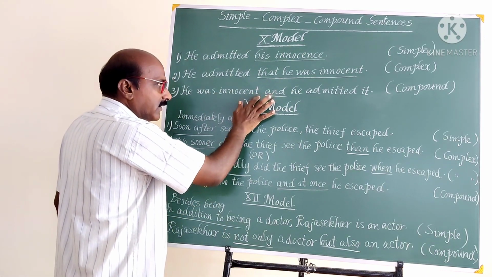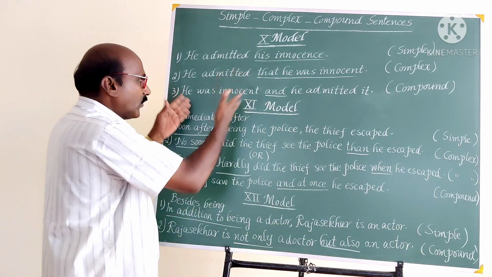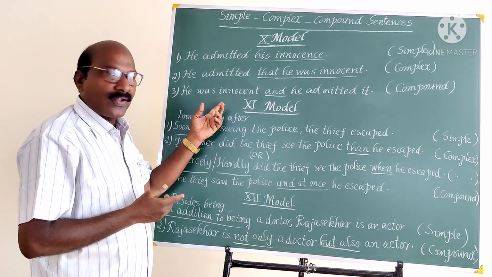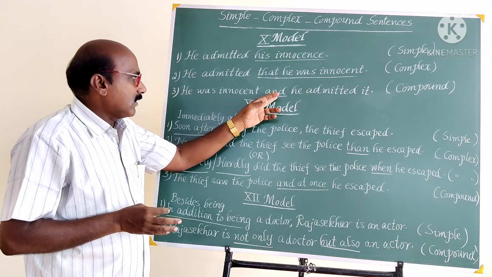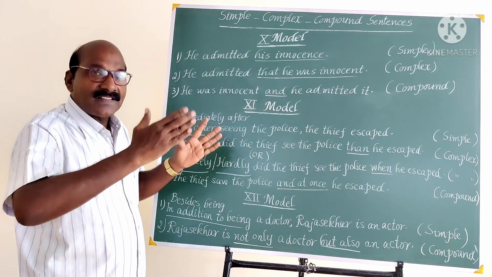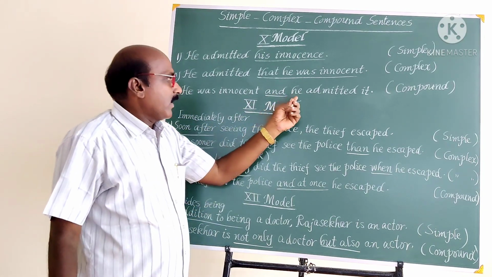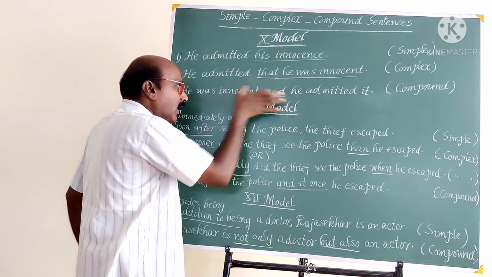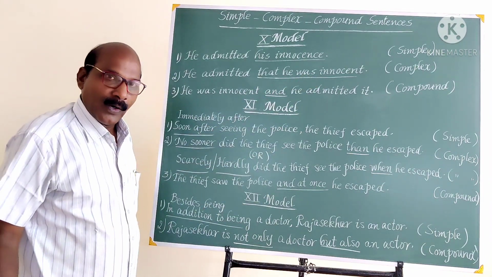He was innocent and he admitted it. He was innocent. It gives complete meaning. So it is one main clause, and the use of the conjunction and always separates two main clauses. Do remember this point. He admitted it. It gives complete meaning. So one main clause and another main clause, a combination of two main clauses, that is compound.